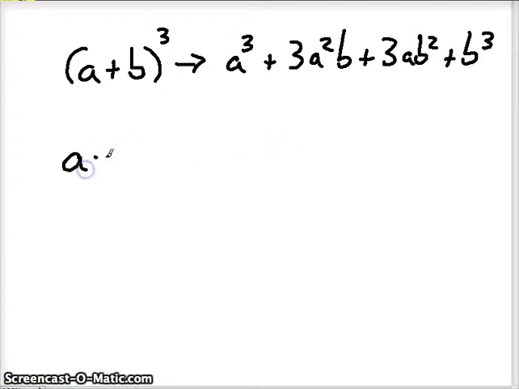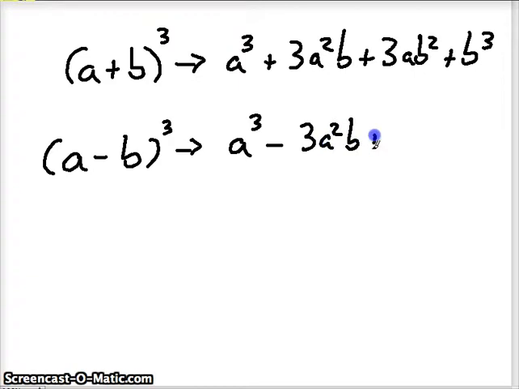Let's do one more here. This is a different pattern. So here is a sum, and here is a difference of two terms. Slightly different pattern. Still have a cubed, but now we have minus 3a squared b plus 3ab squared minus b cubed. So just a slight difference in the signs at the beginning and at the end. But basically those are your patterns.